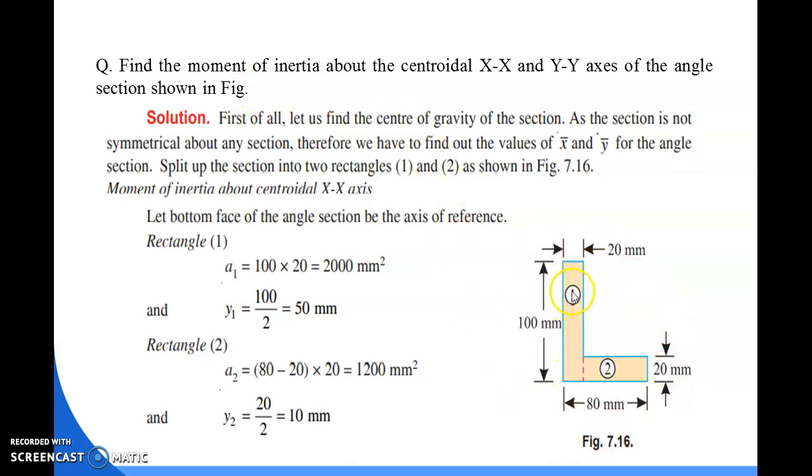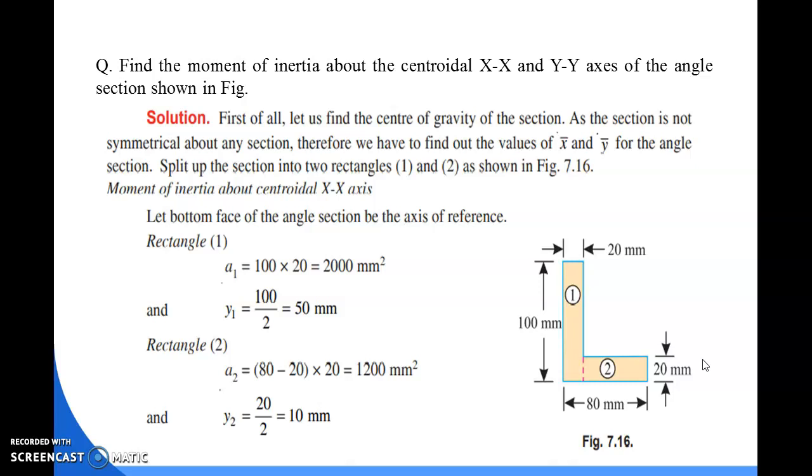You can see the angle section consists of two parts. One is the web portion and another is the flange portion. So the dimension is this much. So to calculate the moment of inertia, first of all, we need to find out the center of gravity.